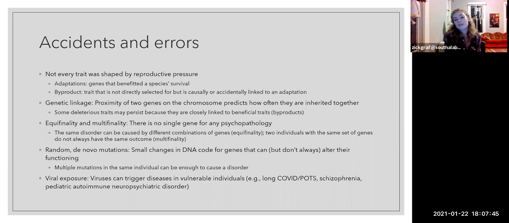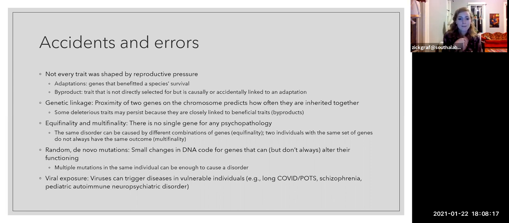An important concept when it comes to thinking about the genetic contribution to mental health and mental illness is equifinality and multifinality. And basically, these two terms together are just taken to mean there's no single gene for any psychopathology. There's no gene for anxiety. There's no gene for schizophrenia. There's no gene for depression. There's no gene for autism. Instead, there's hundreds and maybe thousands of genes that increase or decrease our risk of getting these very complicated conditions.